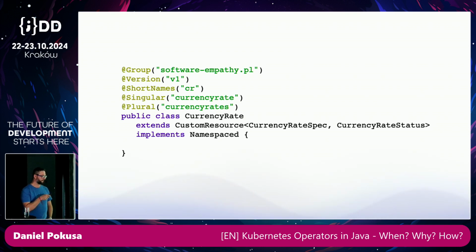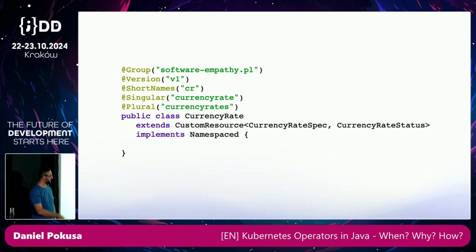So remember that custom resource definition that you wrote like 15 minutes ago? Let's go with the same stuff. This is the same. This will generate this file. There is a group, there is a version, there are short names, plenty of that, singular, plural, the name. We are extending something called a custom resource, and a custom resource, like any resource in Kubernetes, comes with two things: the specification and status. So we will define specification and status, and we need to implement one of the two interfaces. In this case, it's Namespaced, so Namespaced. Pretty simple, isn't it? Yep, okay.